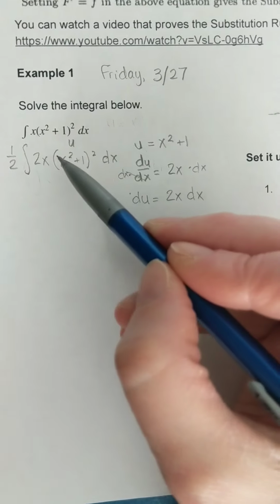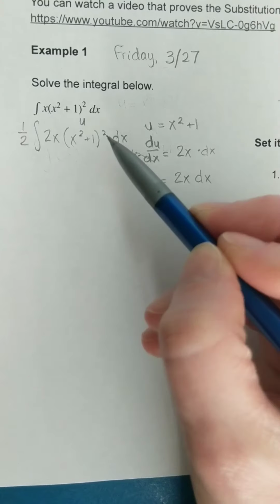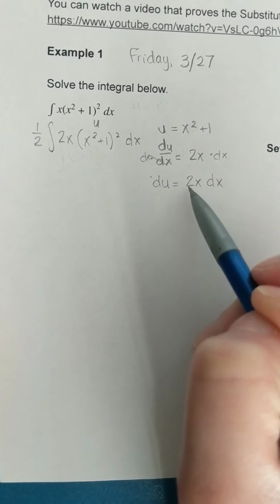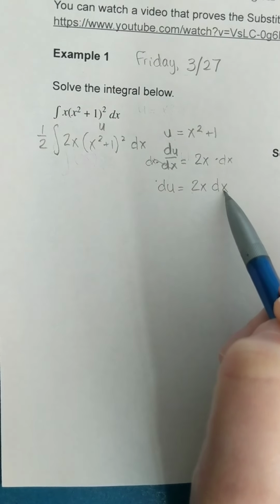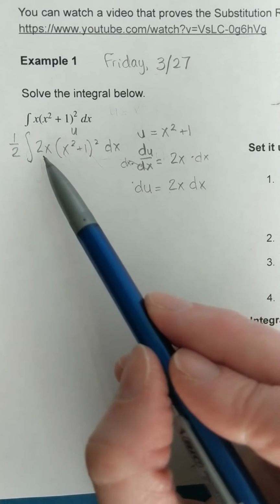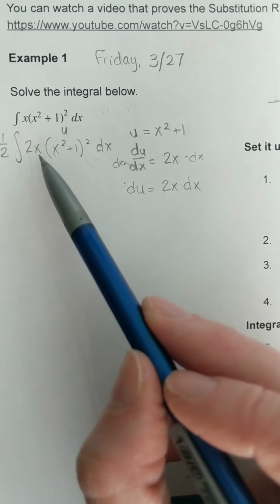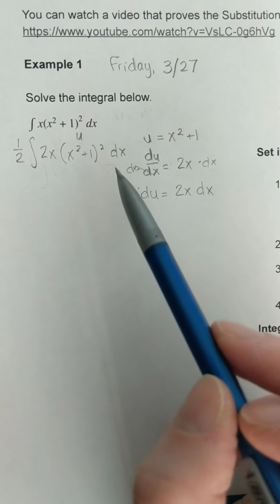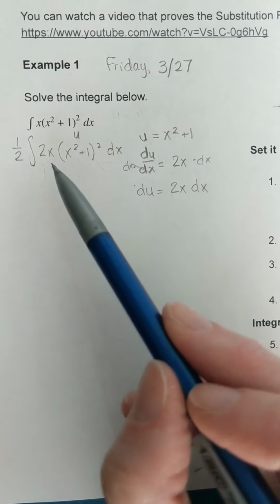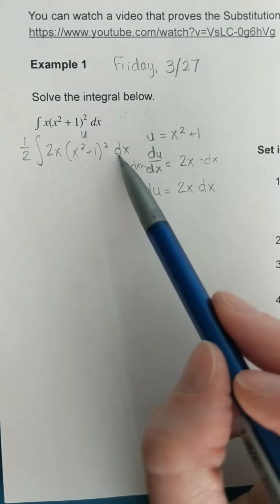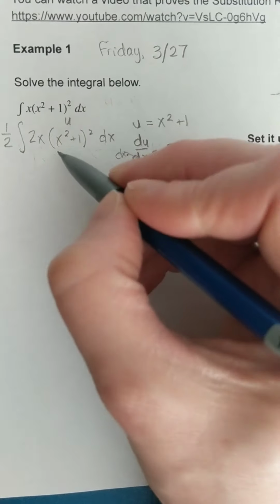And I also know that 2x dx is 2x dx. Using the commutative property, they don't have to be next to each other to be multiplied, right? So they could be anywhere in here but still be multiplied to one another. So I know that 2x dx is going to be du.